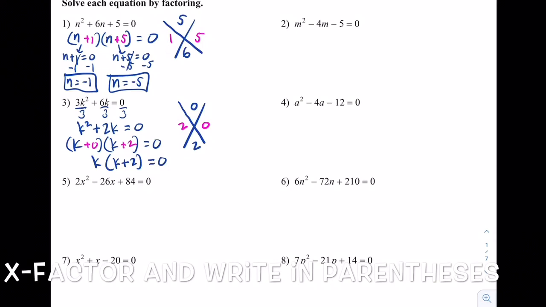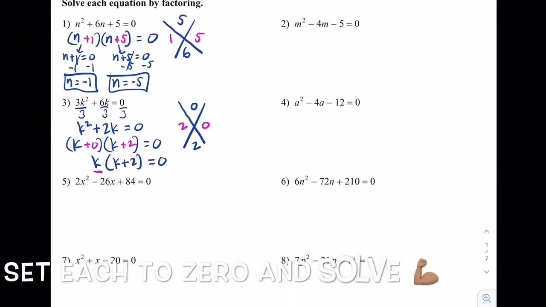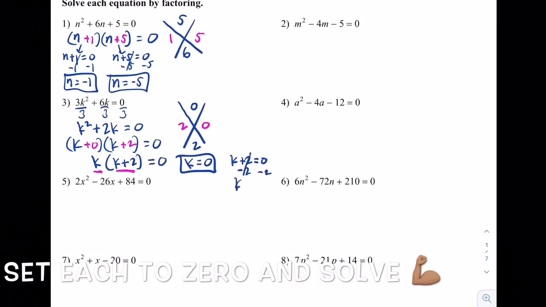Then we solve it. We do the same exact thing. I'm going to set each one to 0. So you have k and k plus 2 in there. So k equals 0, and k plus 2 equals 0. The first one's already solved, k equals 0. The second one, minus 2 on both sides, k equals -2. So we have two answers, 0 and -2.